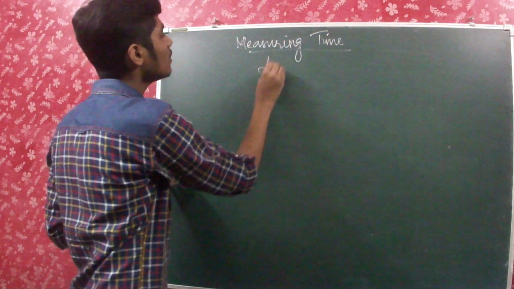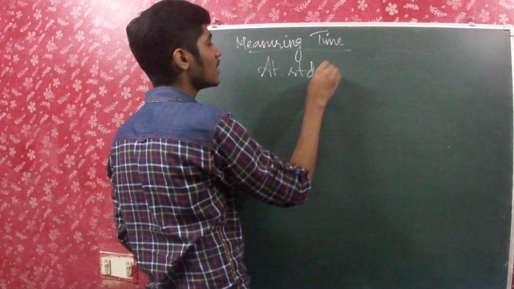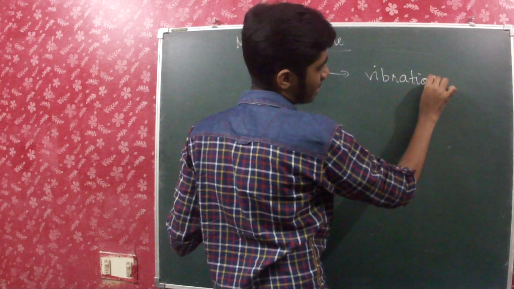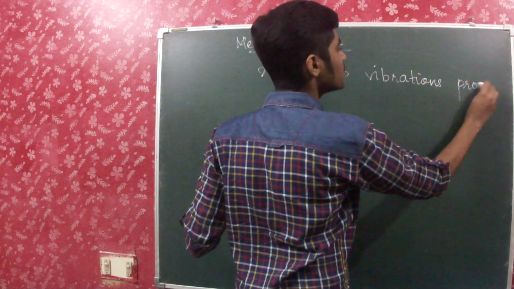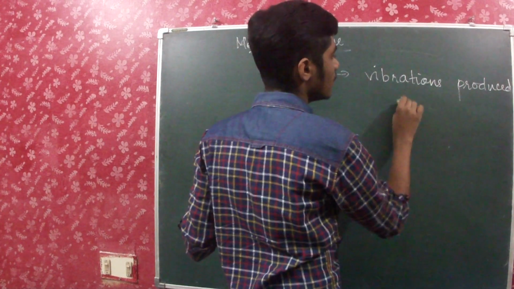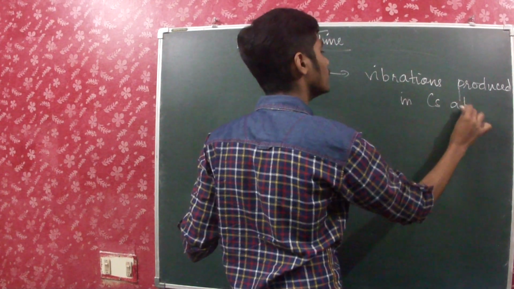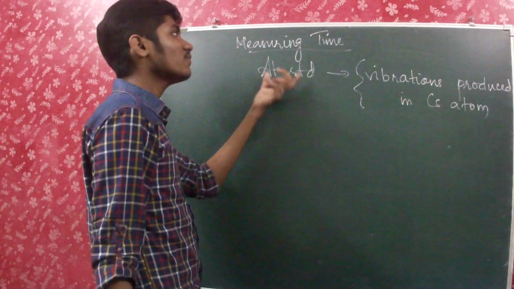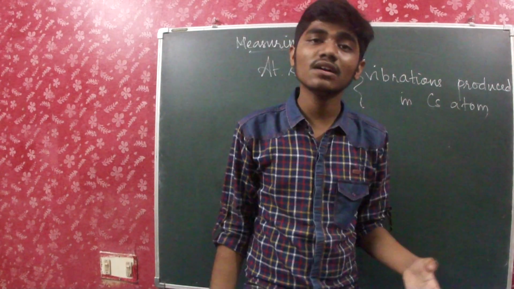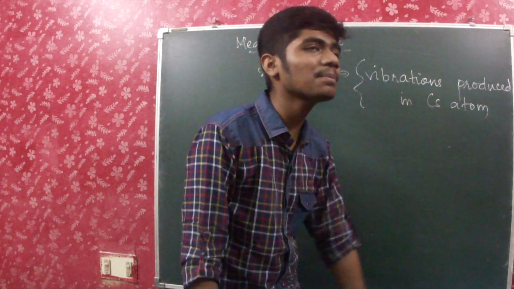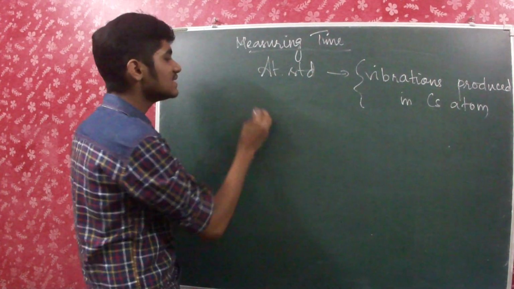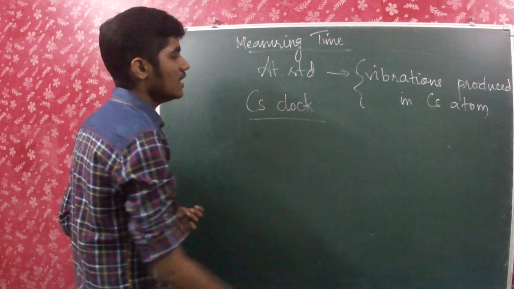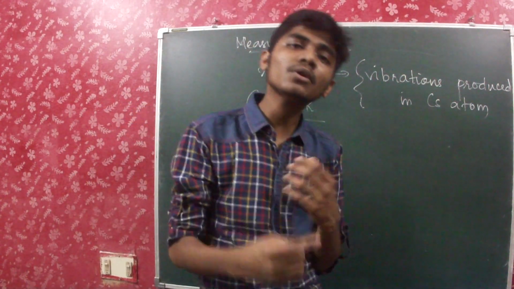The atomic standard of time is nothing but the vibrations produced in the cesium atom. So this forms the basis for all the things which we use to measure time. So what is that? The cesium clock. It's based on the vibrations which are produced inside.